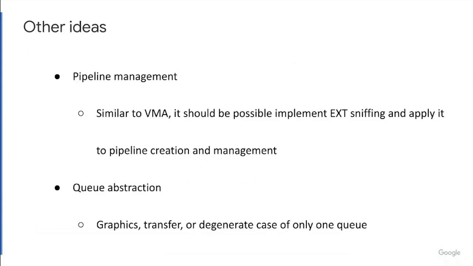Some other ideas. Pipeline management. We could probably have a library similar to VMA that does pipeline management, sniffs all the extensions, determines if graphics pipeline libraries are there, and works out how to most optimally create these things. Maybe it can figure out how to reuse pipelines: I've got this one that's close enough, we'll use that, and then we'll swap it in the background later, something like that. People are writing this stuff in their engines, and we could have de facto standard ways of doing it.